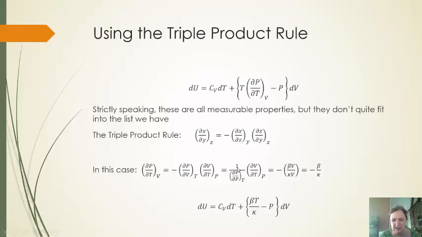There is a negative sign that was in there originally. That negative sign still needs to be there. I can't see it, but it shows up again over here. So we end up with dU is C_V dT plus (beta T over kappa minus P) dV. Again, this is a fine answer right here if you are able to take this derivative.